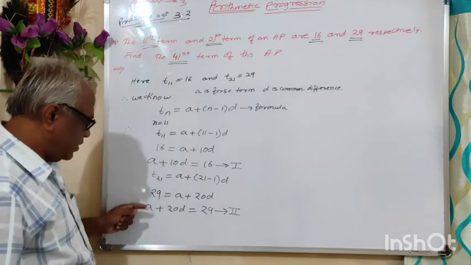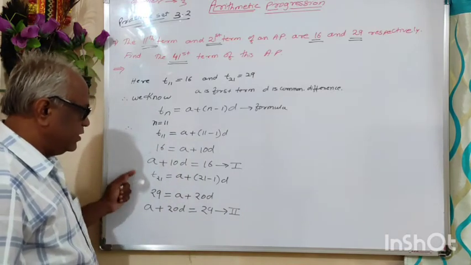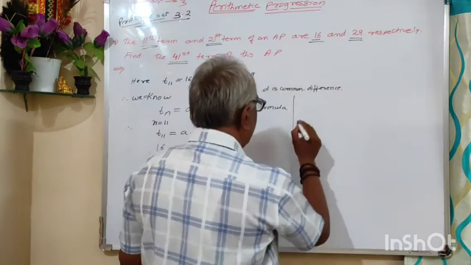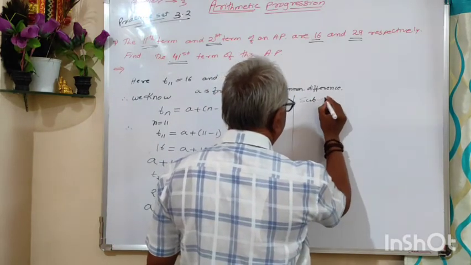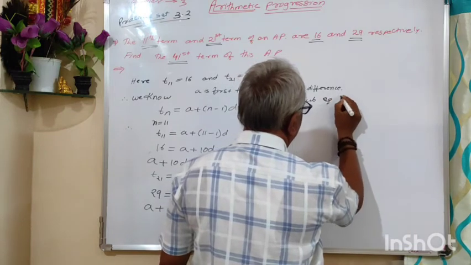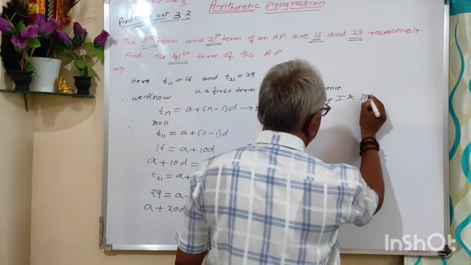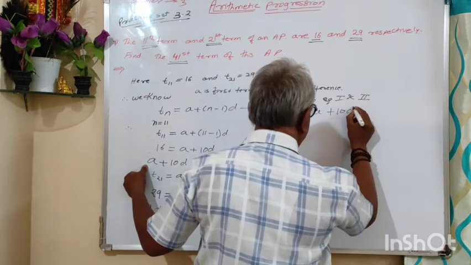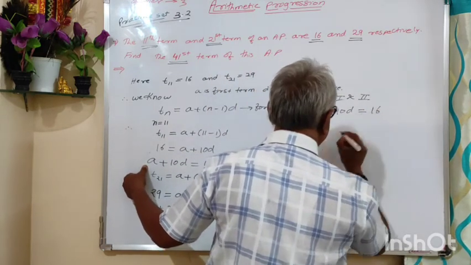Now from equation 1 and 2, if you see, you can subtract equation 1 and 2. Equation 1 is A plus 10D is equal to 16.